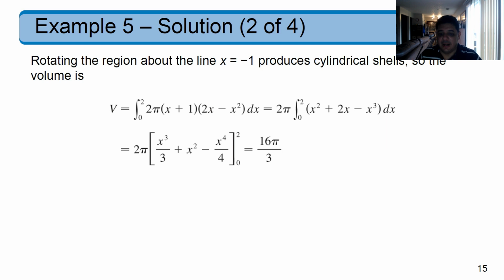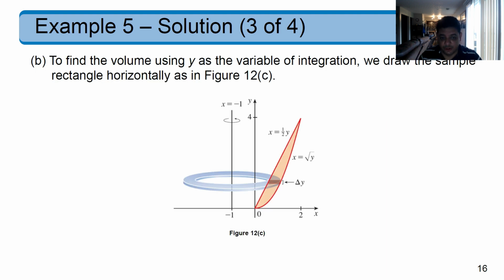Once we have this set up, everything is complete. The only thing that we need to do is integrate. We multiply this out. We get that this is 2 pi, the integral from 0 to 2, of x squared plus 2x minus x cubed. Integrating that by power rules and plugging in is going to give us 16 pi over 3. Now let's take a look at this from the other method.